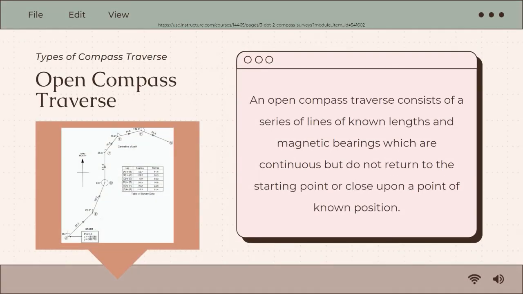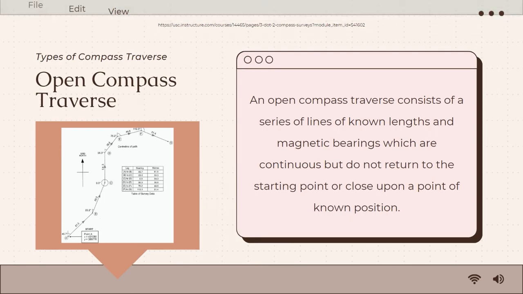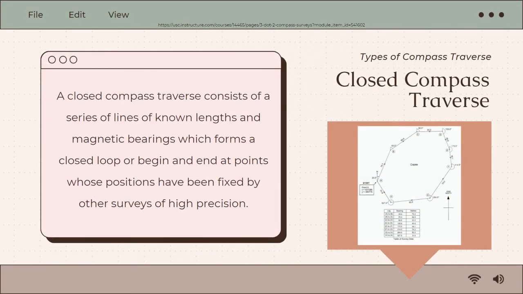We have two types of compass traverse. First is the open compass traverse. An open compass traverse consists of a series of lines of known lengths and magnetic bearings which are continuous but do not return to the starting point or close upon a point of known position. Then we have a closed compass traverse. A closed compass traverse consists of a series of lines of known lengths and magnetic bearings which forms a closed loop or begin and end at points whose positions have been fixed by other surveys of high precision.